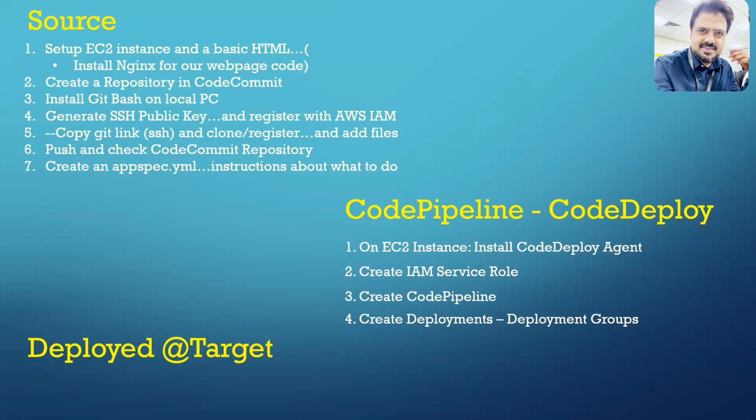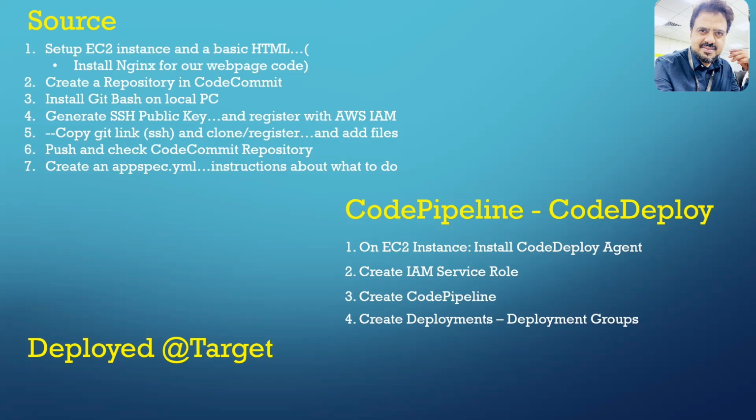Now briefly about the steps that we are going to follow for the practicals. Set up an EC2 instance and run basic HTML code in it that will function as our website. And then we will install Nginx, and create a repository in CodeCommit. We will install Git Bash on the local PC, through which we are going to connect to the remote repository, that is CodeCommit, and generate an SSH public key to register with AWS IAM. Copy the Git SSH link, add files, push the code and check whether it has reached the CodeCommit repository or not. We will also create an appspec.yaml file that will have the instructions on what to do with this code.